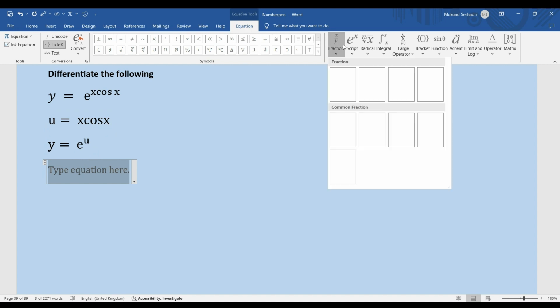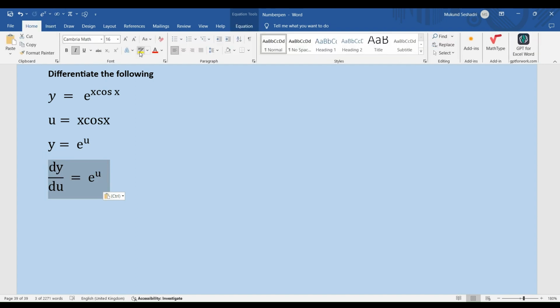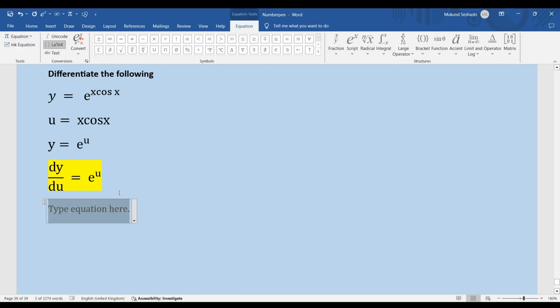I work out what is my dy by du. My dy by du is nothing but dy du of e to the power u, which we know from first principles, is again e to the power u, right? So we have dy by du. Let us highlight it in a yellow color. And then I have my u equals x cos x, right? So in order to find my dy by dx, I will need dy by du, and I will also need du by dx, right? And then I apply the chain rule and arrive at my final answer.